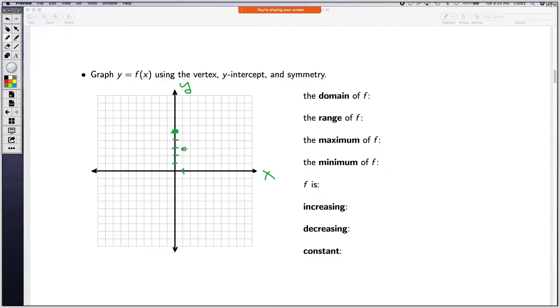So you notice that if you go over 1, up 2, over 1, up 2, there's going to be another mirror point. So that's using symmetry here to plot the point. Anytime you have one point on one side of the parabola, get a point on the other side, then you connect it up. And since this is a quadratic, you're going to connect it up using that parabola shape.